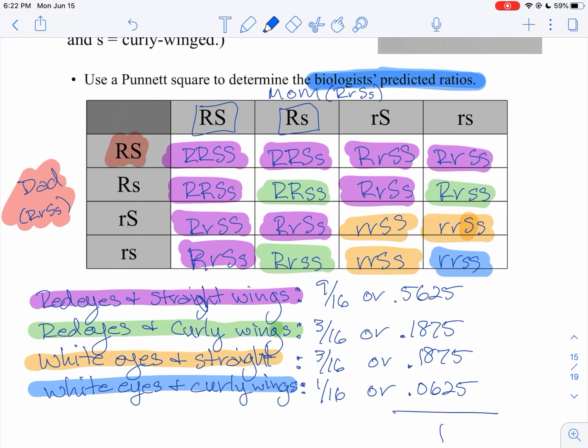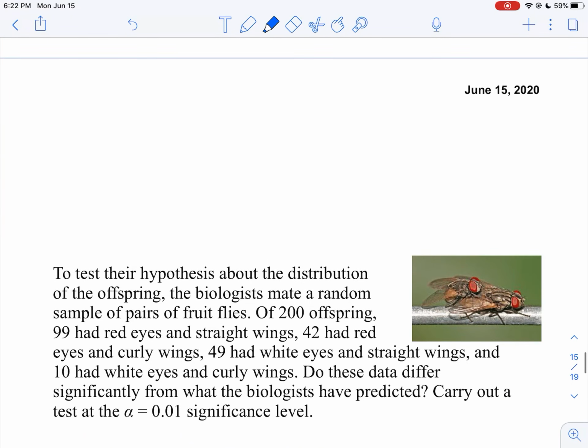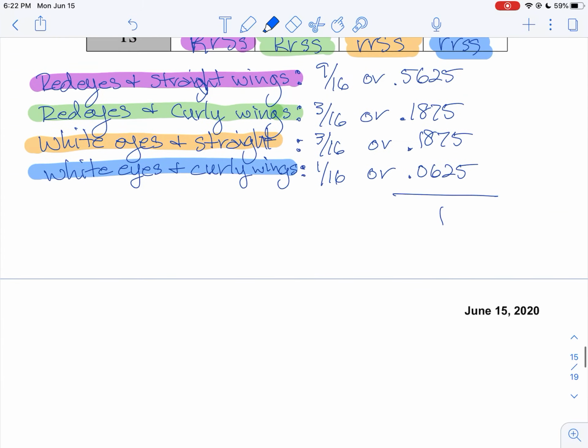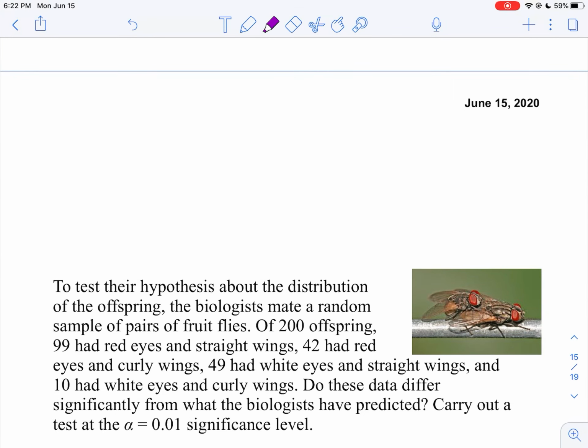Okay, so now that we know the predicted ratios, here is what our question talks about. Yes, I picked that picture purposefully. You guys are high school kids. You can handle it. So to test their hypothesis about the distribution of the offspring, the biologists mate a random sample of pairs of fruit flies, and of the 200 offspring, it turns out that 99 had red eyes and straight wings. So what color did I make that? Purple. Red eyes and straight wings was 99.